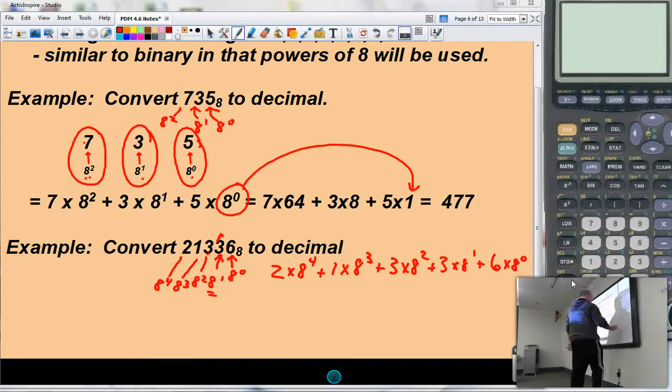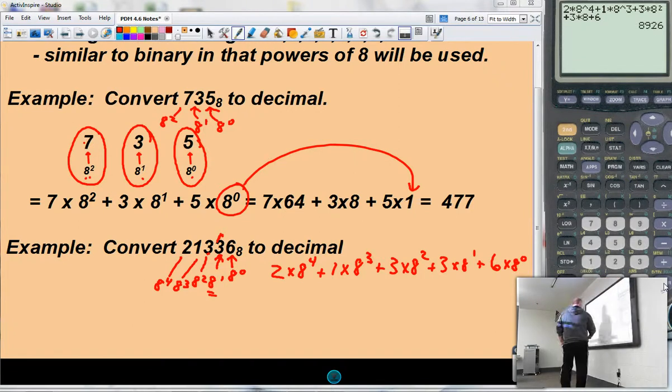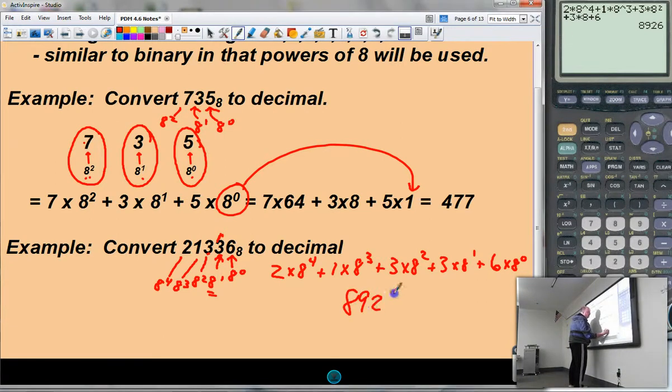So if we come over to the calculator and have it do some work for us, I'm going to go 2 times 8 raised to the 4th plus 1 times 8 raised to the 3rd plus 3 times 8 squared plus 3 times 8 plus 6 times 1 if you want, but plus 6. And the answer is 8,926. Okay? You guys are doing a great job with this so far.